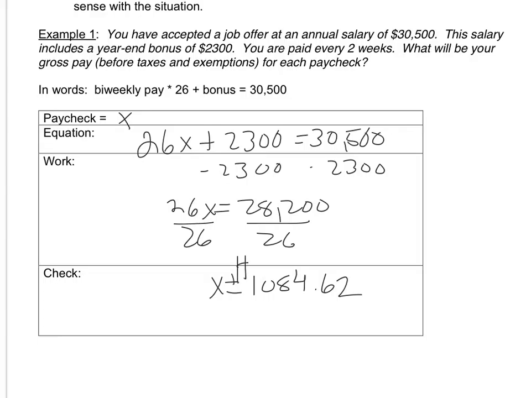So why did I round to the hundredths? Because pennies. Okay. But that's previous to taxes and everything. All right, let's take a look at another example.